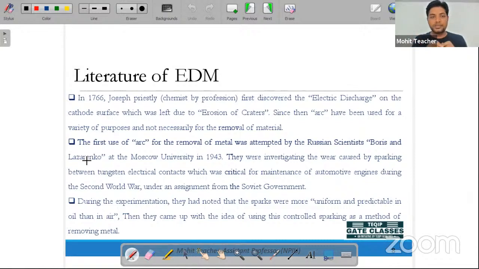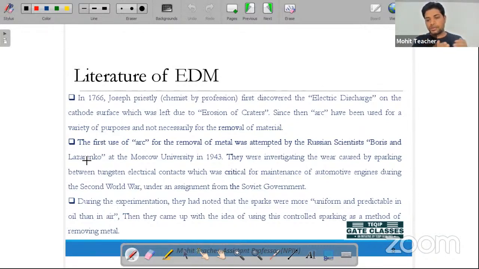Okay, तो आपके पास ये सारी चीजें as per जो रिटर्न है, मतलब जो as per requirement है वो अवेलेबल है. ठीक है, so in 1766, one of the chemists, chemist by profession, but he was also an automotive engineer, Joseph Priestley, first discovered this electric discharge.